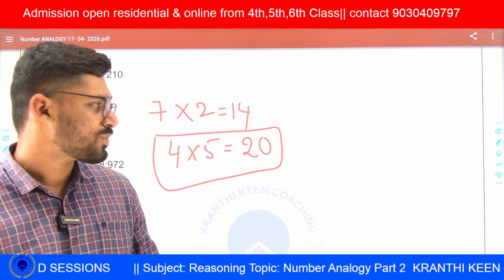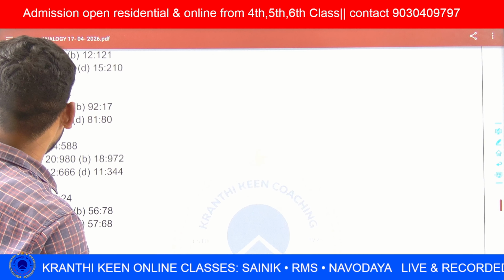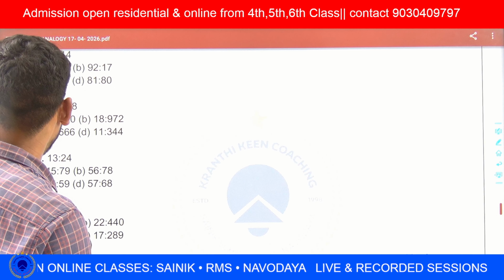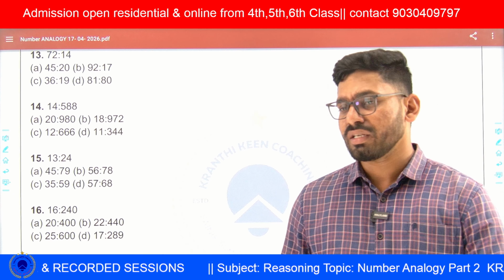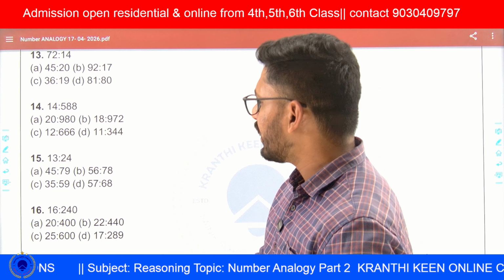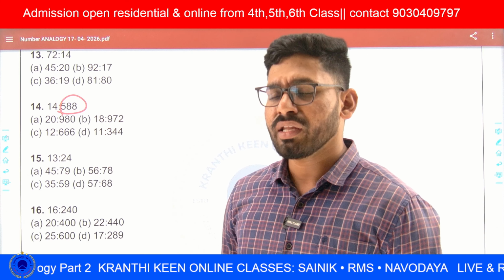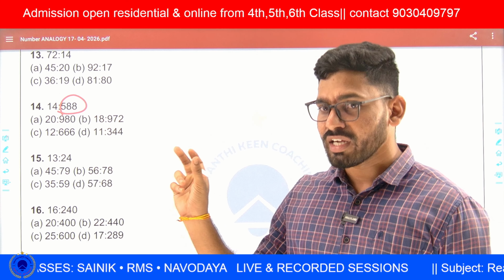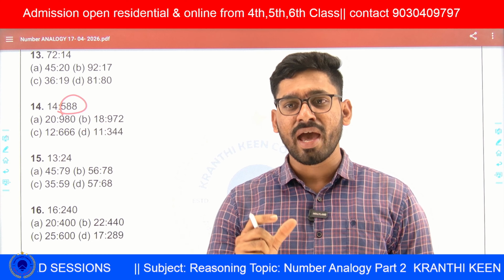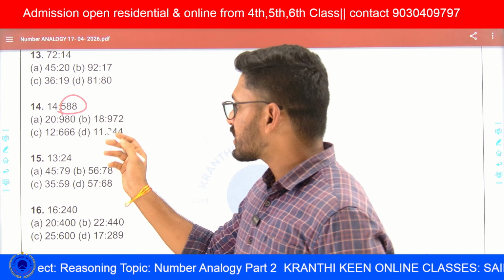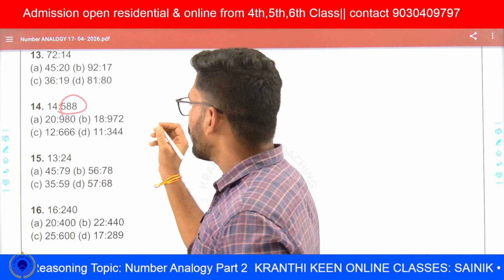Got it? Next, 14th question again. 14 is related to 588. If you see the numbers, if the second seems to be much greater when compared to the first number, one thing you have to do is see the square of that number. Again, I am telling you, if you find bigger numbers in a relationship, you go with squares and cubes. Let's see, 14 square is nothing but how much?